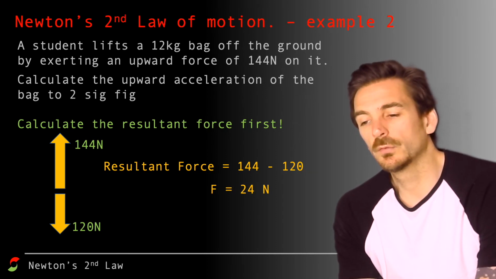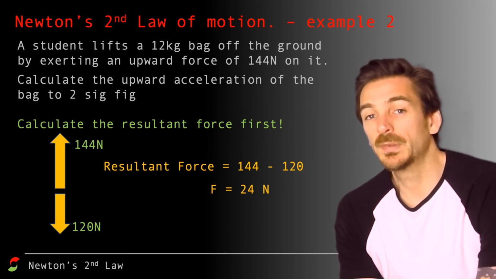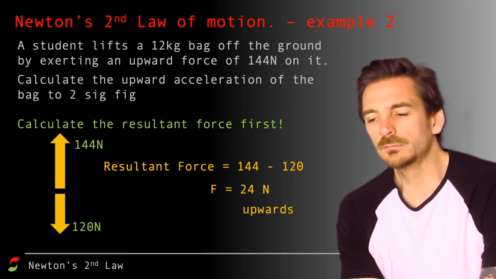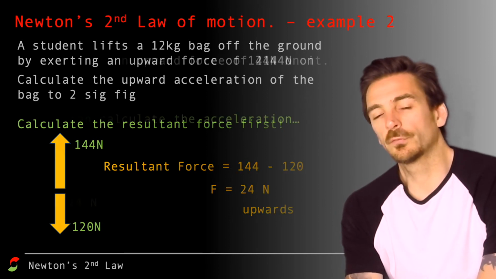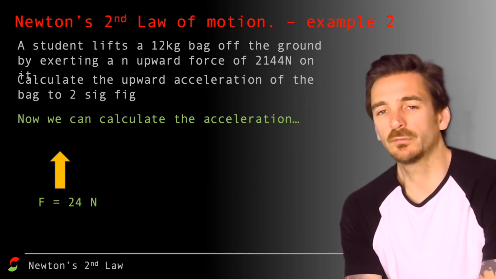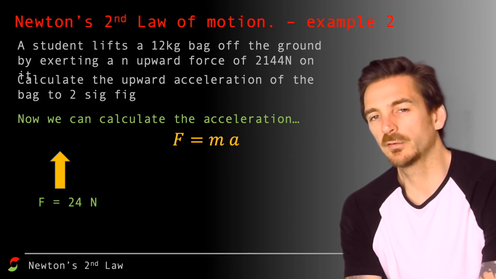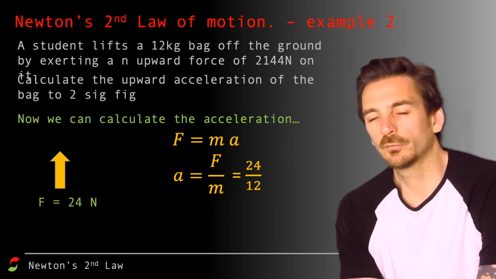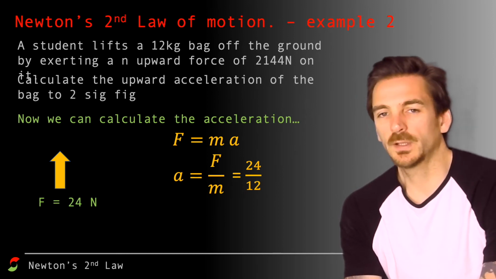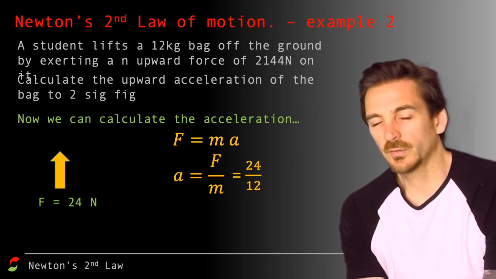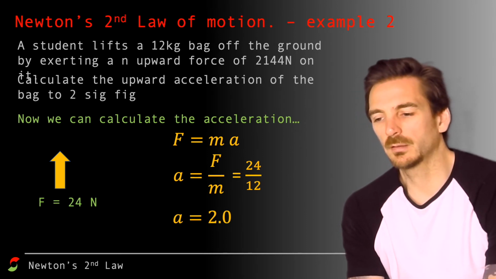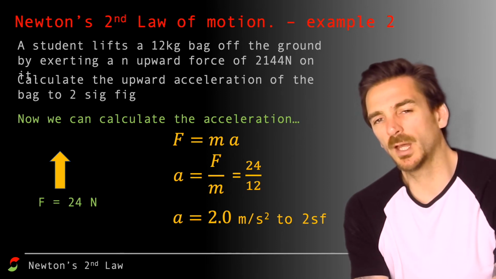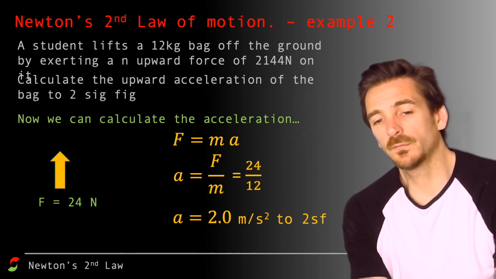Now we have a resultant force and we have mass, so we can calculate acceleration. We've got our resultant force of 24 newtons up. We can use this equation, but we do need to rearrange it. Now we can substitute in 24 newtons of resultant force divided by 12 kilograms of mass. It's going to give us 2 meters per second squared to 2 significant figures. So that was a little bit harder because we had to add in a few more steps.